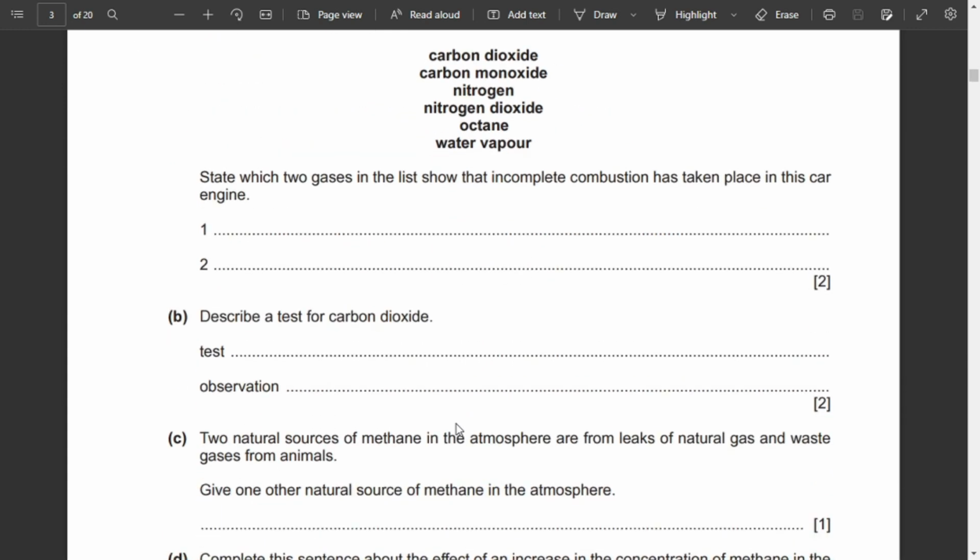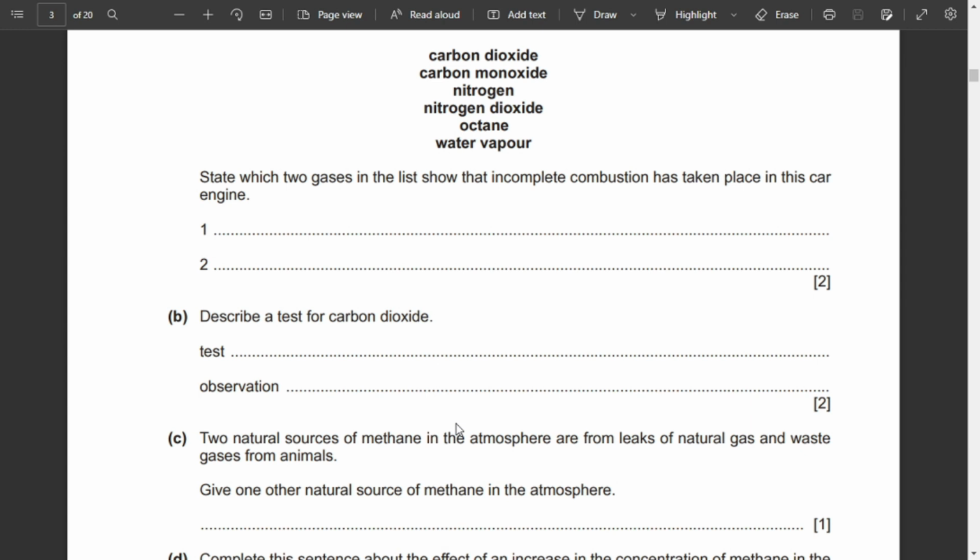Moving on to part B, describe a test for carbon dioxide. So we need to describe the test, and then we need to tell what we observe if the test is positive. For the test, we need to put it close to lime water. Carbon dioxide should be taken close to lime water, and then the observation will be that it will turn lime water milky.